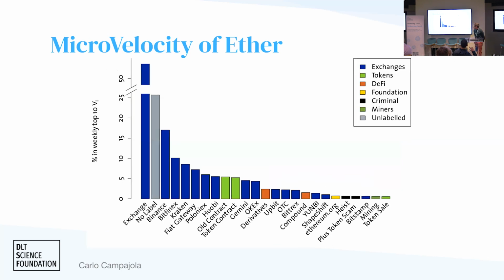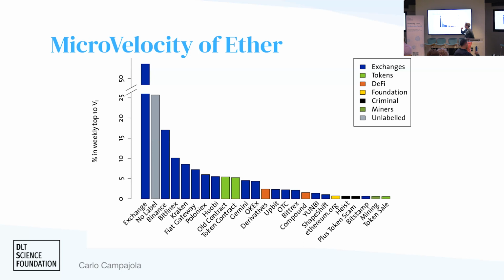And the cool thing that we could do on Ether as well is looking at who is behind these addresses, who is behind these contributions to velocity, to moving the money around. And typically these are centralized exchanges. So the blue bars that you see here, sorry, I should explain first what the y-axis is. The y-axis is the percent of times that an address with a given label provided by Etherscan appears in the top 10 contributors to the total velocity.